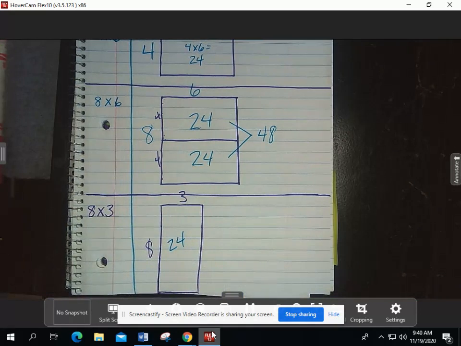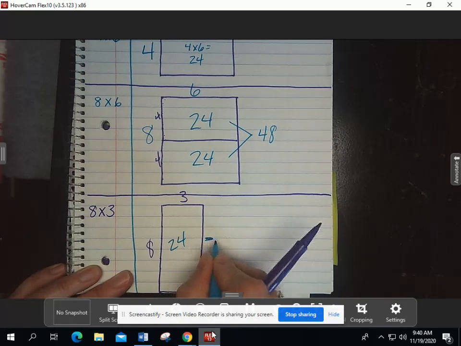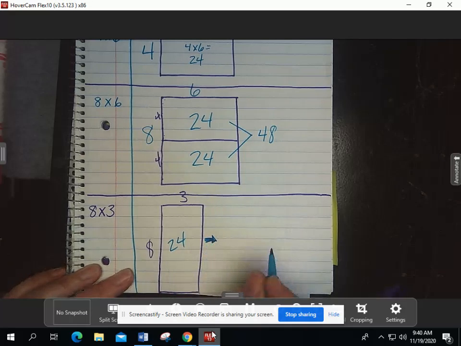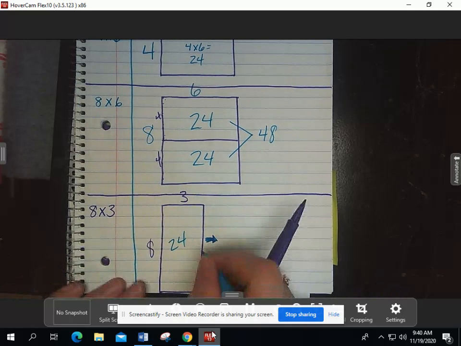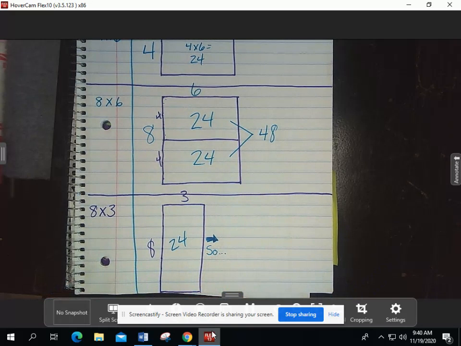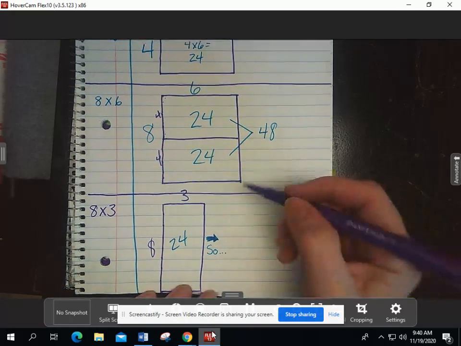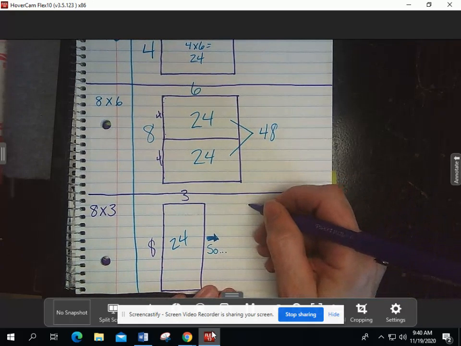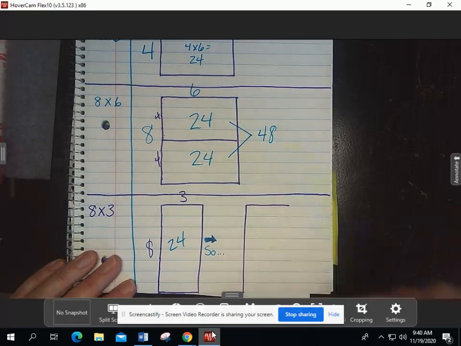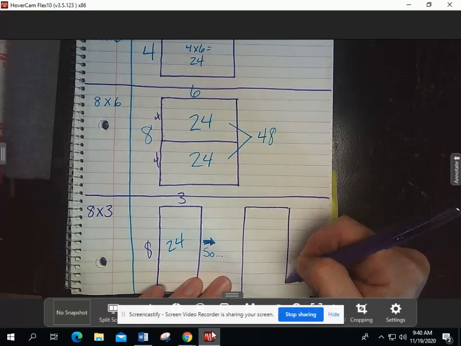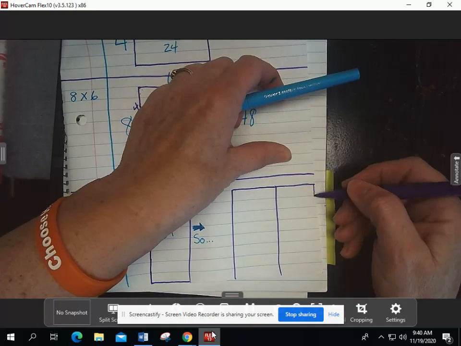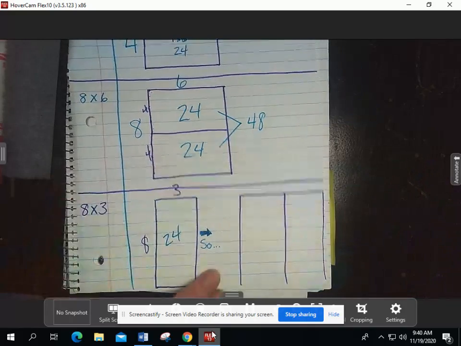I'm going to do something right here, though. I'm going to draw a little arrow. We already did 6 times 8. So I'm going to write the word so, dot, dot, dot. Do we have to do that? Right? I would. And now we're going to do the 8 times 3 and the 8 times 3.